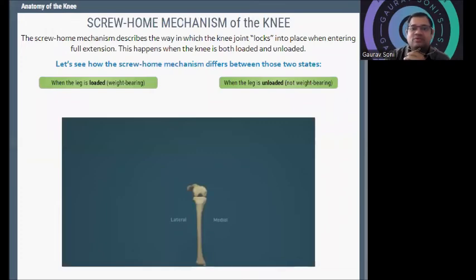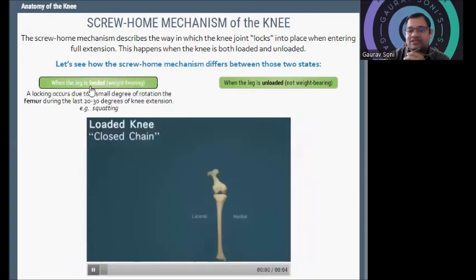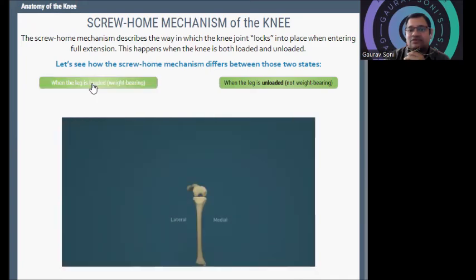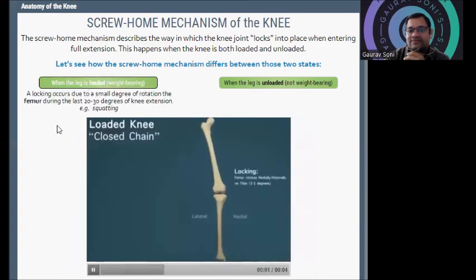So these are the rotational movements around the vertical axis. Now there is one more movement, the screw home mechanism of the knee. The screw home mechanism describes the way in which the knee joint locks into place when entering full extension. This happens when the knee is both loaded and unloaded. So when the knee is loaded or weight bearing, what will happen? Like this, or closed chain. This particular action is also called locking of the knee.